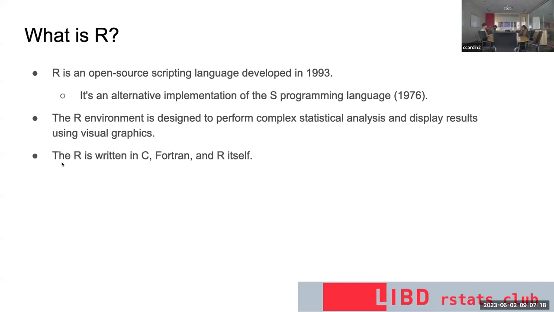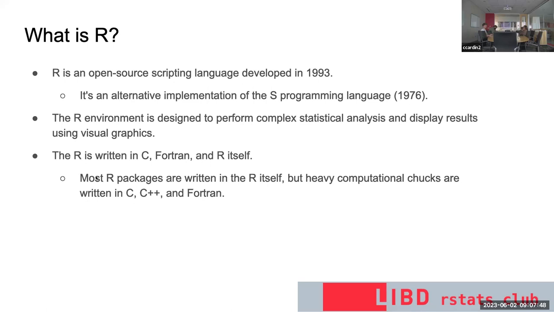Now, if we want to know how R is written, we can see that R has a couple of languages that have been working with it, but mainly it's based on C, Fortran, and R itself, because many of the new communities that work with R, like Bioconductor, are writing packages for R, but it was not always that way. Here's the sentence: most R packages are written in R itself, but the heavy computational work is still written in C, C++ and Fortran. So this is part of the background of the package itself.